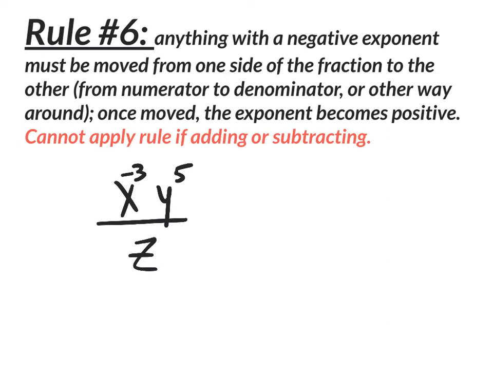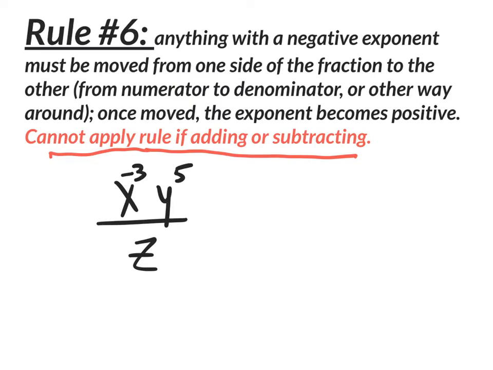So that is a fraction. And it says we cannot apply the rule if we're adding or subtracting, but of course, we are not adding or subtracting. There's multiplication between the x and the y. There's division between these two terms and the z. So there is no adding or subtracting, so we can go forth with this rule, rule 6.